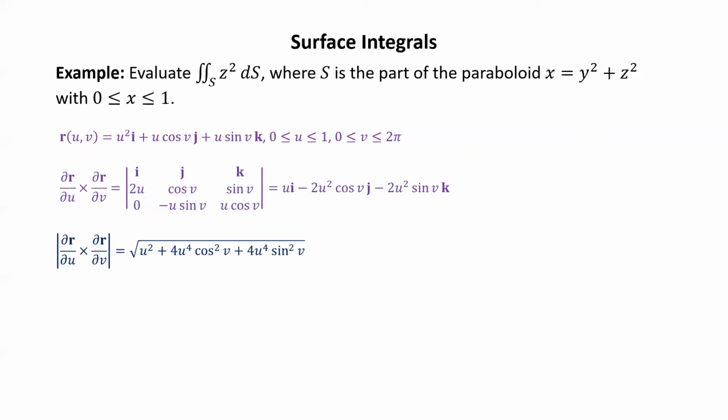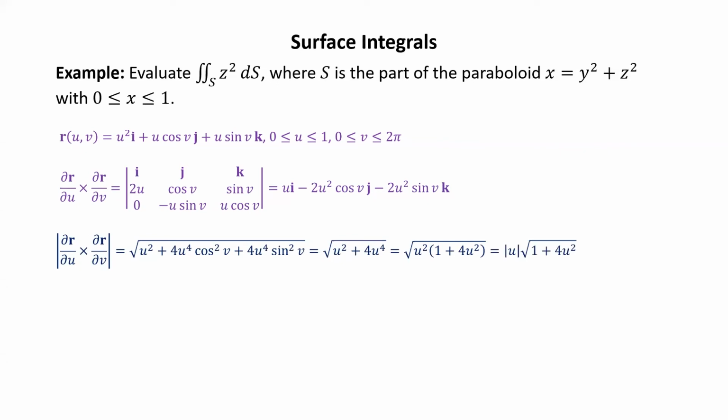So we square each component, add them up, and take the square root. So under the square root, we have u squared plus 4u to the fourth cosine squared v plus 4u to the fourth sine squared v. The second and third terms, we could factor out the 4u to the fourth, and we're left with cosine squared v plus sine squared v, which is 1. So we have the square root of u squared plus 4u to the fourth, factor out the u squared, and we're left with 1 plus 4u squared, all under the square root.